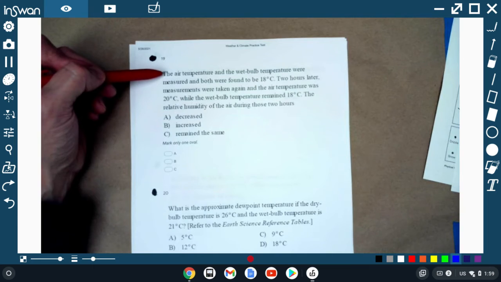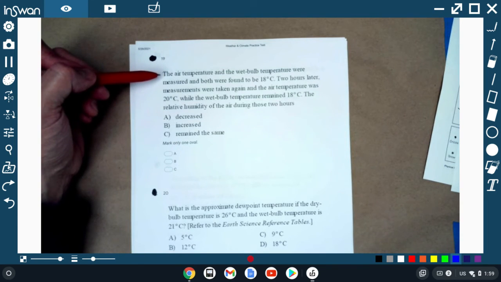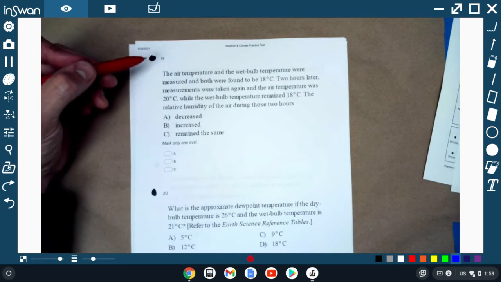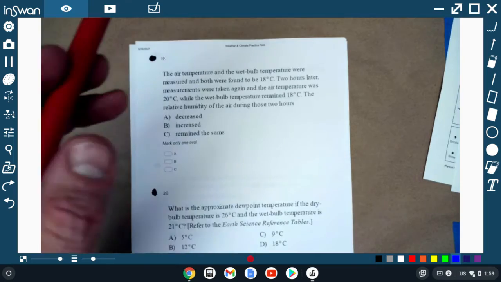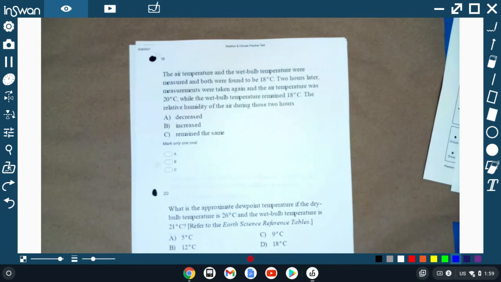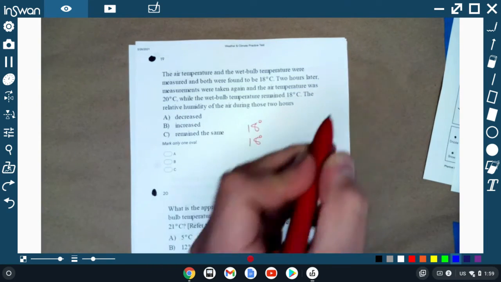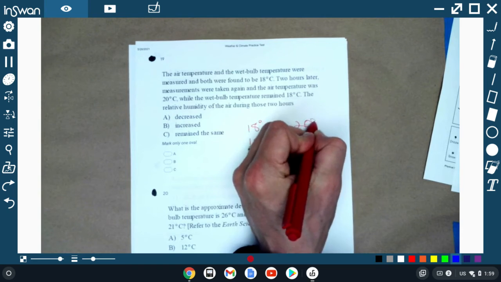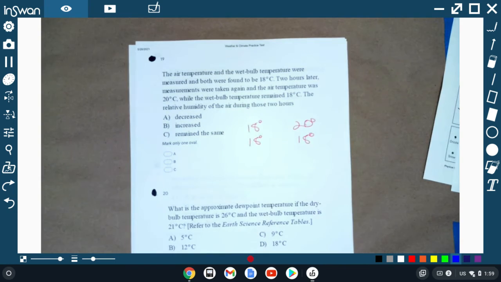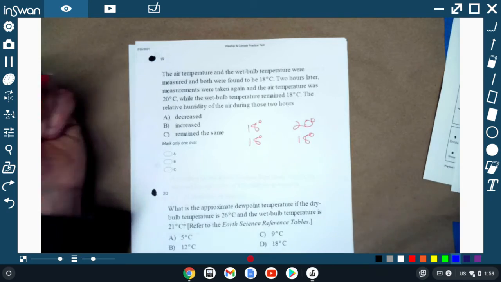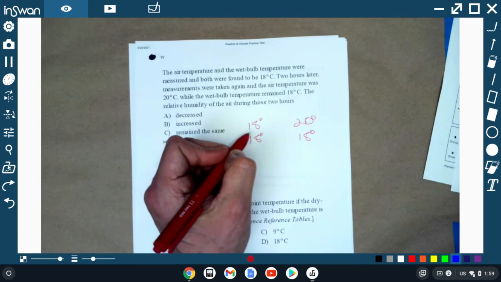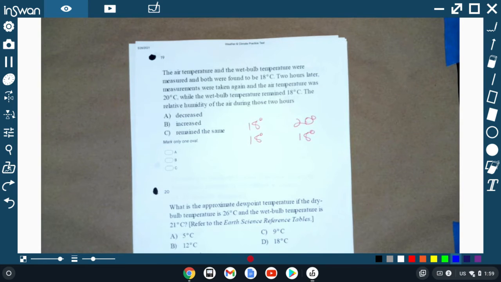Here we say the air temperature of the wet bulb, the wet and the dry bulb are both 18 degrees Celsius. 2 hours later, the air temperature is 20 degrees Celsius, but the wet bulb is at 18. So we have 18 degrees Celsius, 18 degrees Celsius. And then the air temperature is 20 degrees Celsius, but the dew point is still 18 degrees Celsius. So notice that there's no difference in these two. And so if it's at 0, that means you have a high humidity.